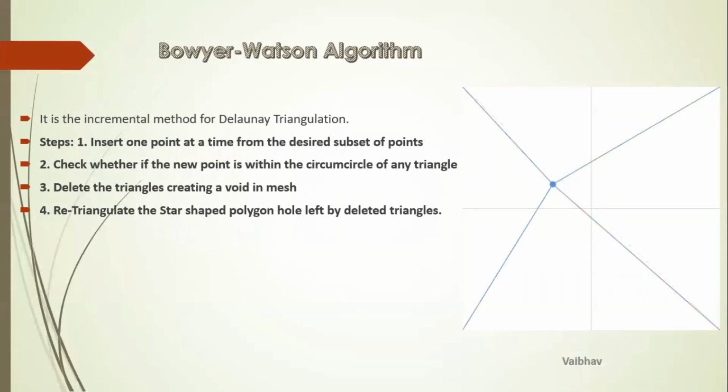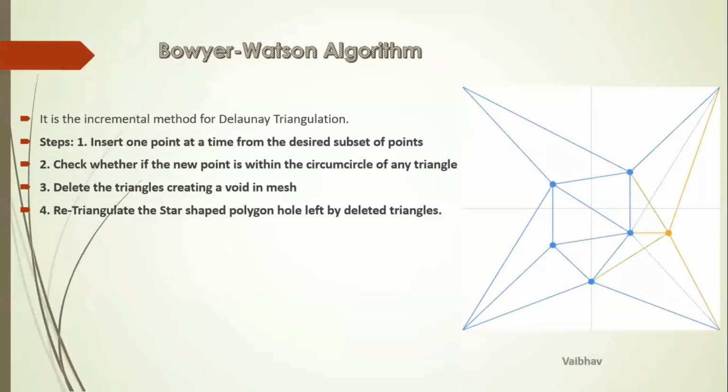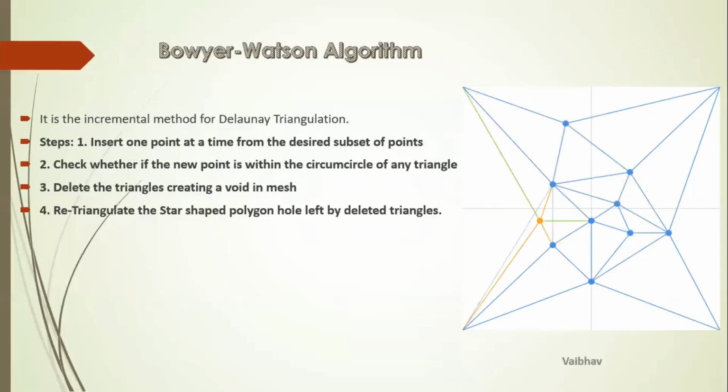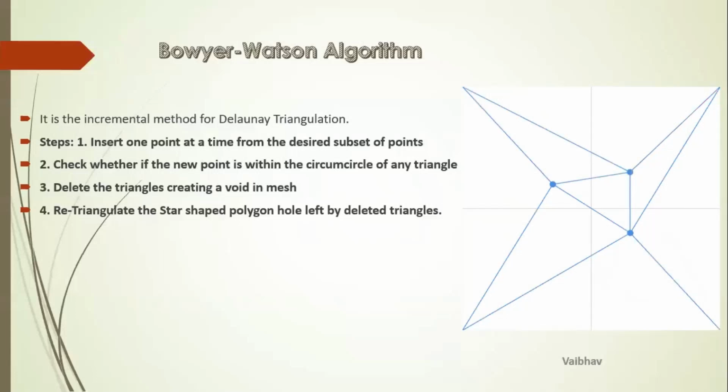One of the most prominent methods to generate Delaunay triangulation is the Bowyer-Watson algorithm. A small illustration can be seen on the screen. We insert one point at a time from the desired set of points, and then check if the new point is inside the circumcircle of any triangle. If it is, we delete those bad triangles, leaving a polygon void in the whole mesh. Finally, we retriangulate that star-shaped polygon void using the new point.